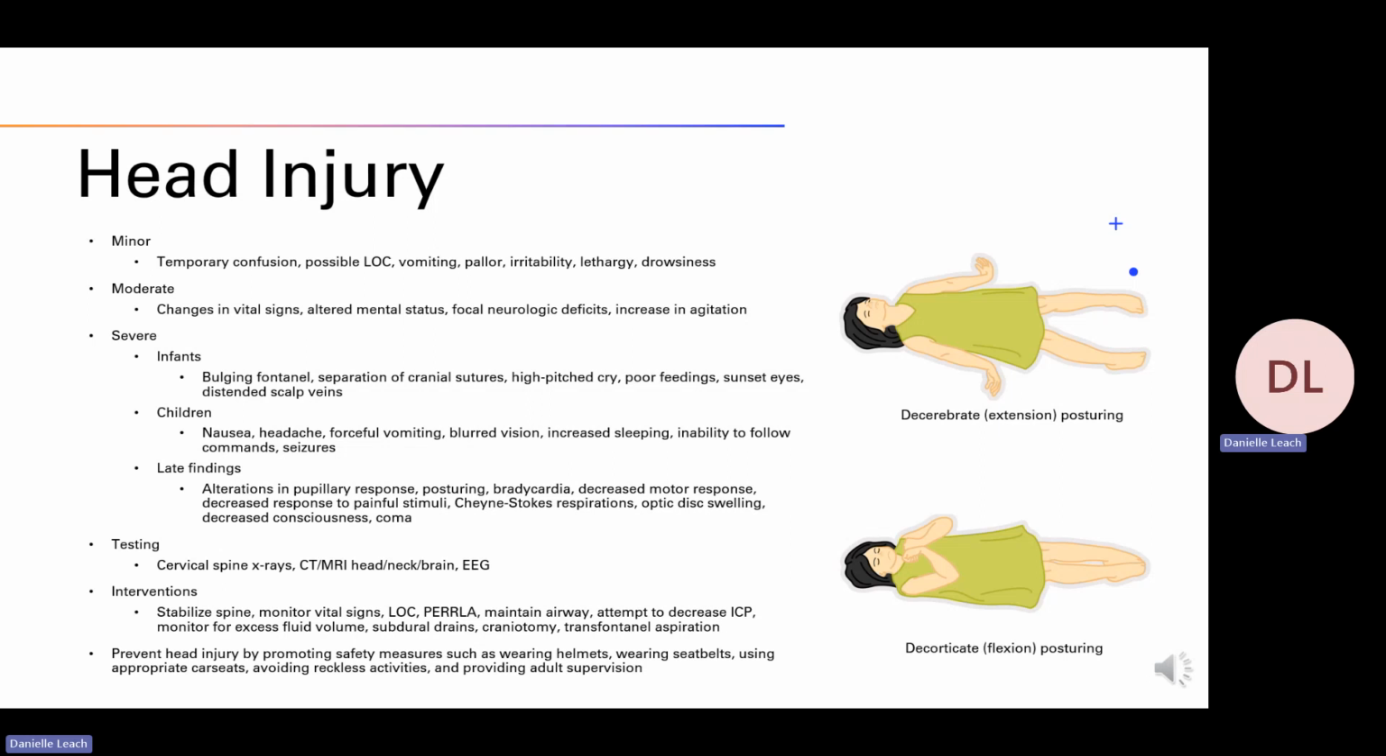During surgery, they could put in drains in the subdural area to drain off any extra CSF that's causing pressure. They could have a craniotomy, basically making a hole in the skull to decrease pressure. Transfontanelle aspiration is where they take a big needle and poke it through the fontanelle, and then they can draw off CSF that way.